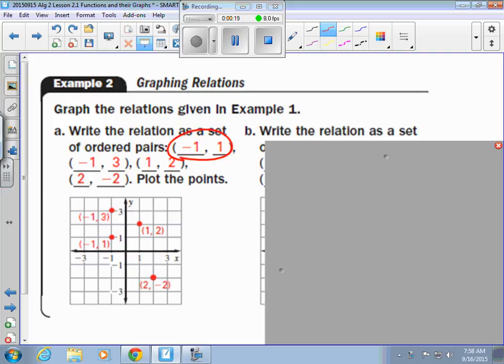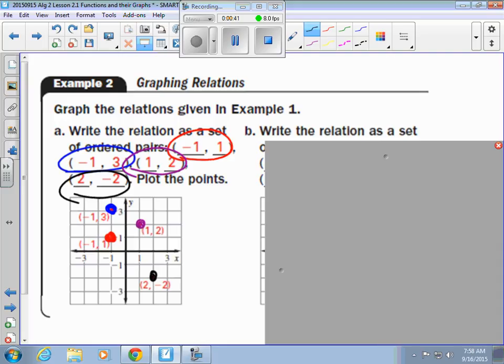(-1, 1), be at negative 1, 1. That'll be right there. (-1, 3) will be there. (1, 2) will be there. And then (2, -2) will be there. Okay. If you were to map that out, you'd be able to tell that that's not a function.